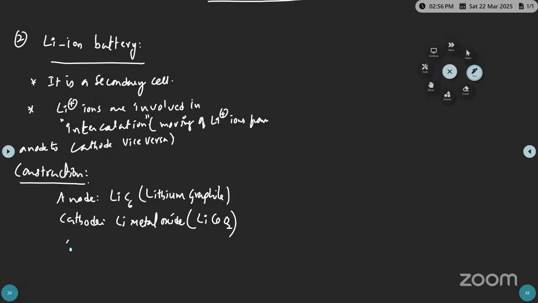And next, the electrolytic solution. Electrolytic solution is lithium hexafluorophosphate.